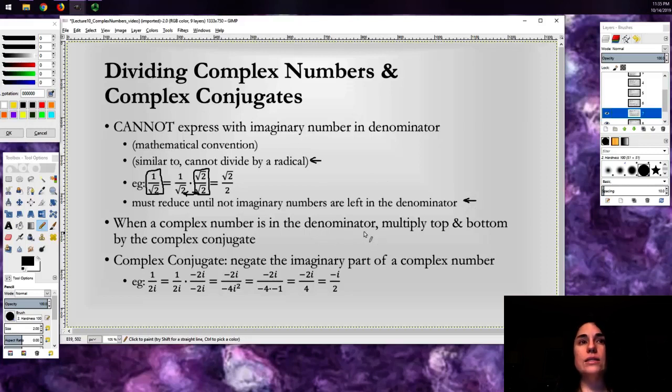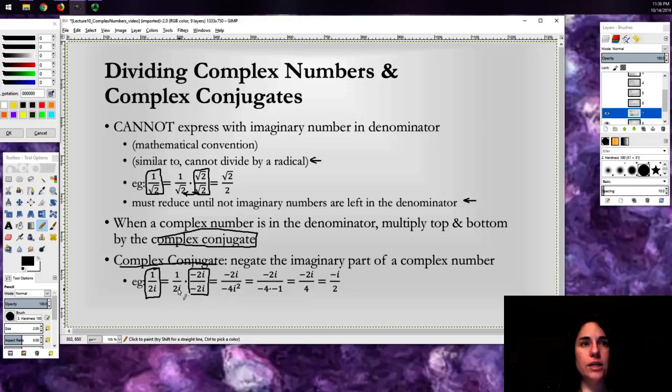So how do we do this? When a complex number is in the denominator, we have to multiply the top and bottom by the complex conjugate. So this term here, complex conjugate, is a very important concept. And what that means is we negate the imaginary part of a complex number. Whatever portion of it is the imaginary part, whatever sign is there, we just negate it. So for instance, I have 1 over 2i. The negation of 2i is negative 2i, so I'm going to multiply by a factor of 1, which is negative 2i over negative 2i. Let's multiply this out.